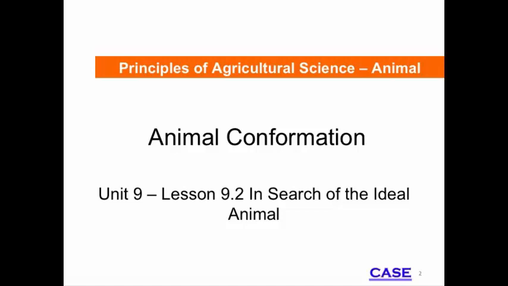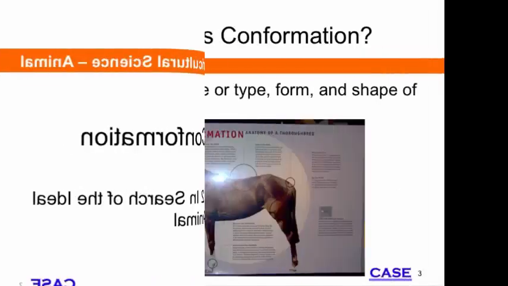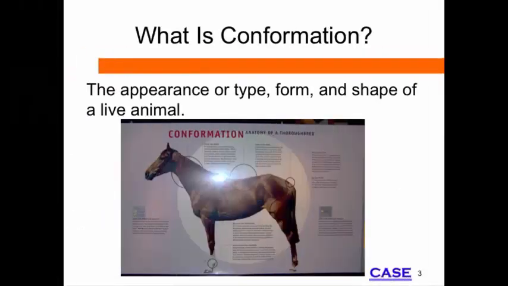Selecting quality animals is an important skill for livestock producers. Using criteria to select animals consistently requires an understanding of the economically and aesthetically desirable traits. When evaluating an animal, you are looking at the appearance or conformation of the animal. Conformation is how an animal is put together.